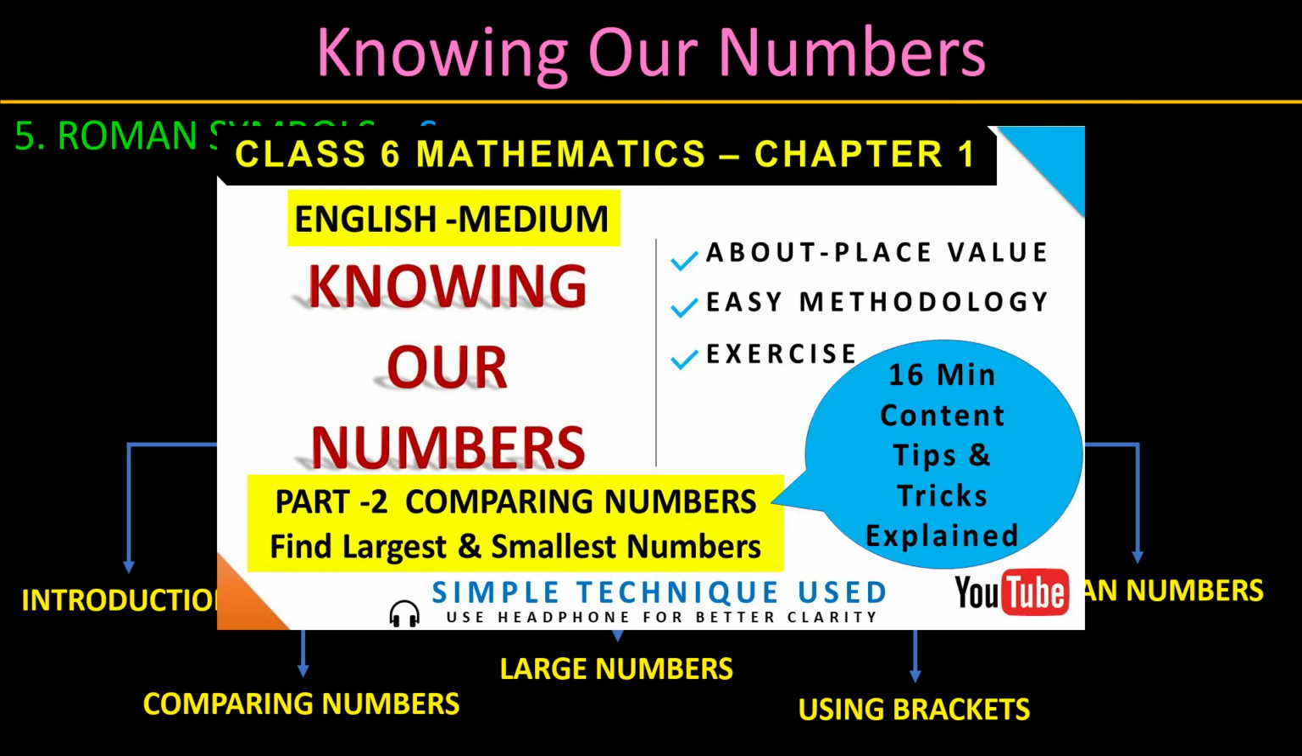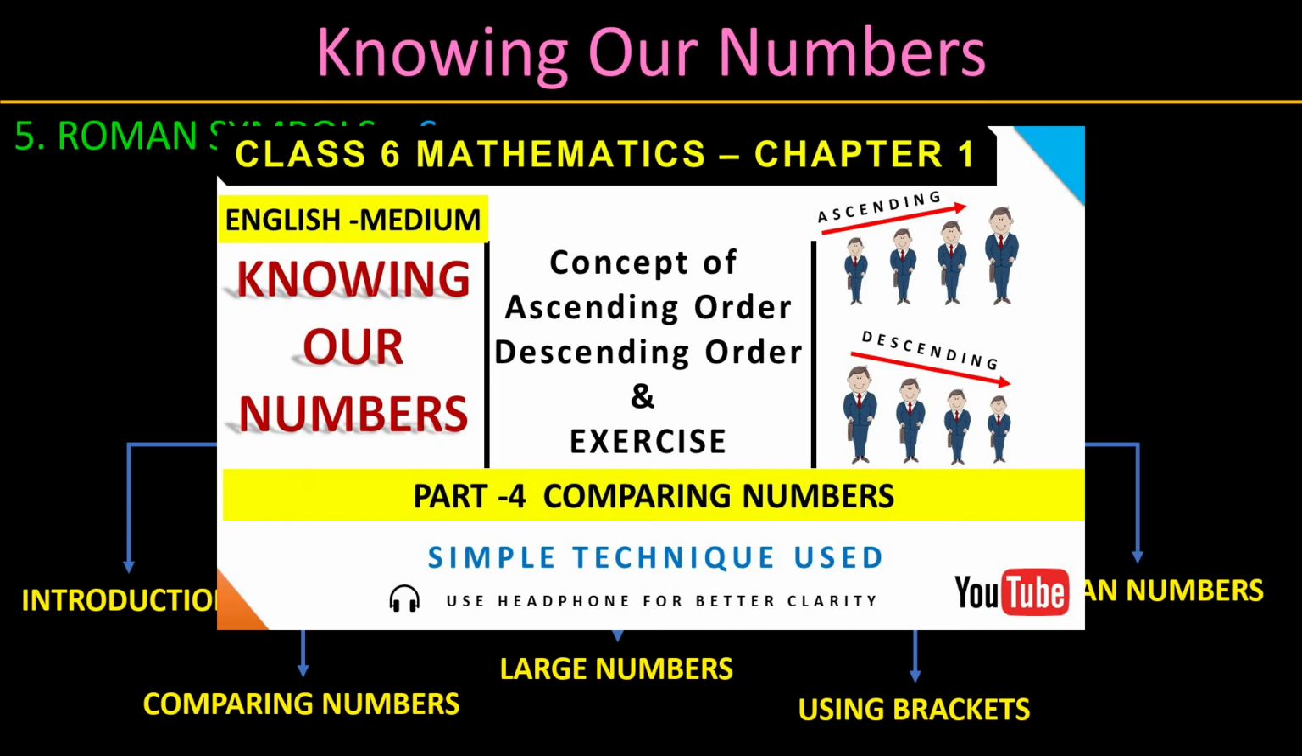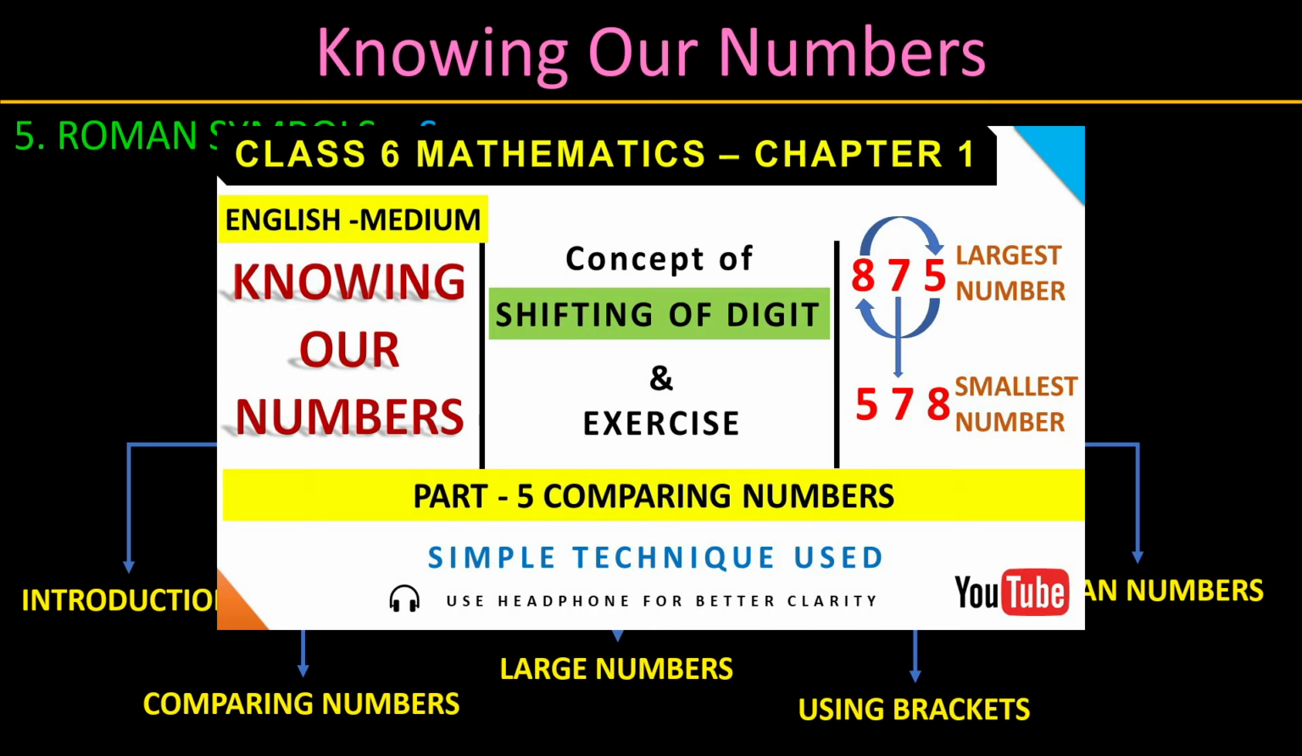Under comparing numbers, I have divided it into several things like how to find the largest number using 4 digits, how to generate different numbers from the given digits, and also find the largest and the smallest. Using these concepts, we also studied how to arrange numbers in ascending and descending order, and how to shift the numbers using a given 3-digit or 4-digit number and find which is the lowest and which is the highest number. That is called shifting numbers.